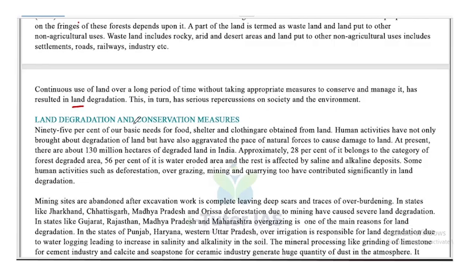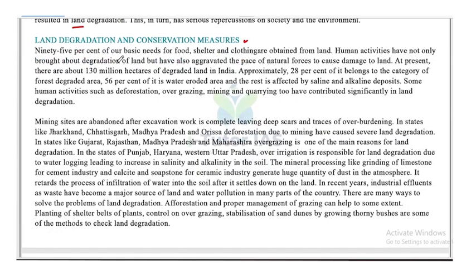So what is land degradation and what are the conservation measures? Look at this. 95% of our basic needs for food, shelter and clothing are obtained from land. Human activities have not only brought about degradation of land but have also aggravated the pace of natural forces to cause damage to land. So it increased the pace of natural forces to cause the damage of land.